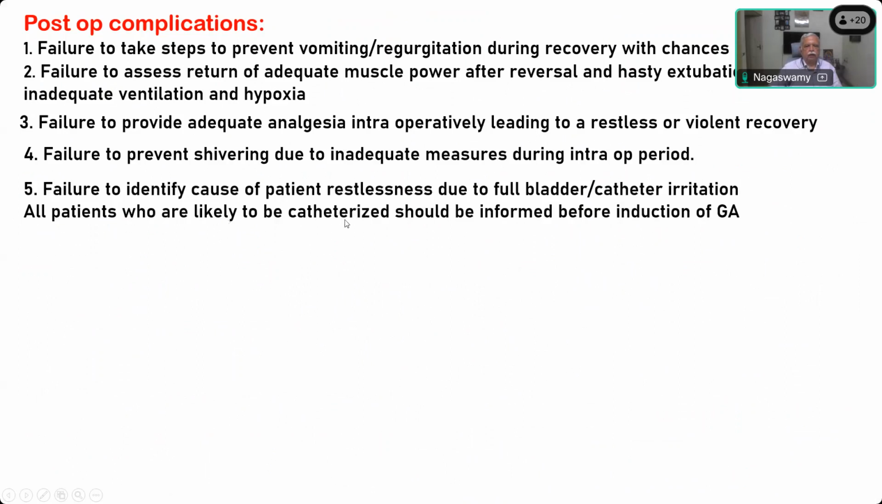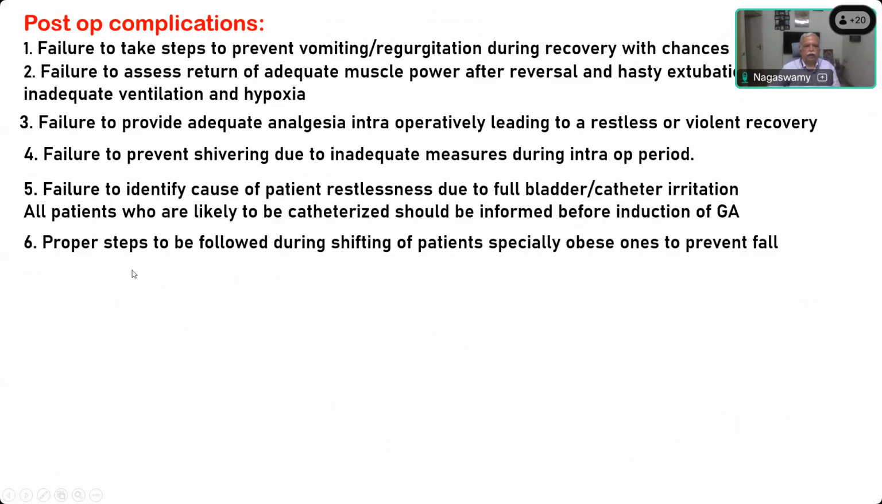Failure to identify the cause of patient restlessness, due to a full bladder or catheter irritation after TURP. All patients who are likely to be catheterized should be informed before induction of general anesthesia that they will have a feeling to pass urine because of the presence of the catheter, and then they will understand and be able to cooperate. If you are not told, you may have a severe problem because of the catheter irritation. And proper steps must be followed during shifting of the patient, especially obese ones, to prevent a fall from the OT table or the stretcher.